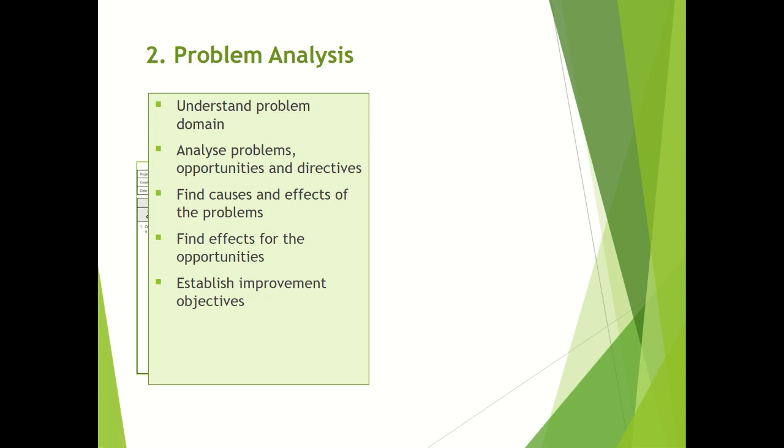Then comes the problem analysis. In the problem analysis, you will completely understand the problem, analyze the problem, the opportunities, the directives. You will do a cause and effect analysis. You will learn something called the Ishikawa diagram or the fishbone diagram in course of time. And once you have completely identified the causes and the effects, you will find out the effects for the opportunities. So what all could be done, how can I improve my opportunities, how can I improve my improvement objectives, how can I establish that.